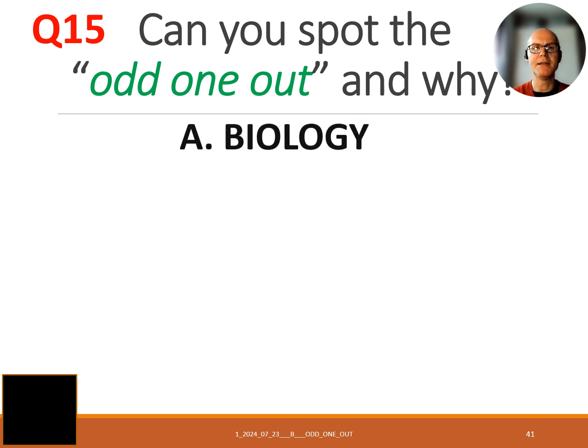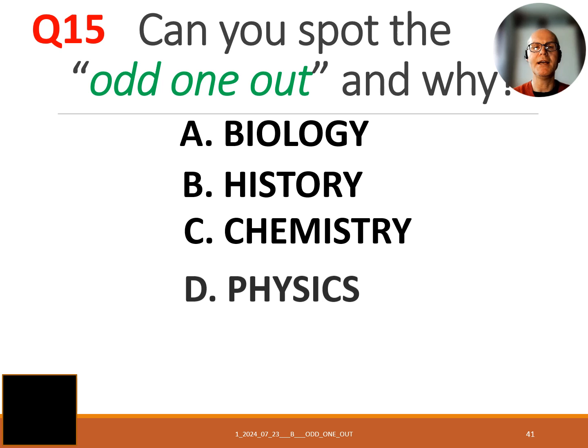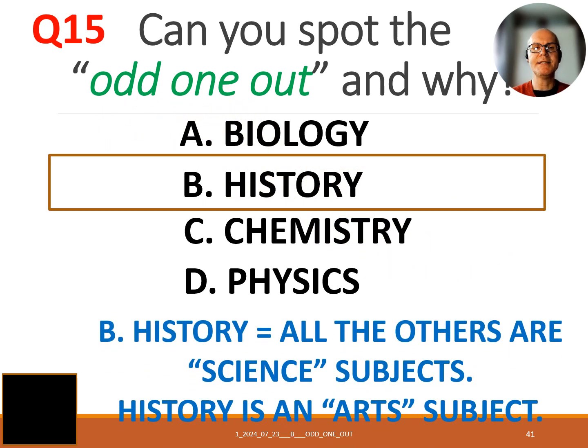Question 15. Biology, history, chemistry and physics. What was the odd one out from these 4 subjects and why? The odd one out here is history, because biology, chemistry and physics are science subjects, whereas history is an arts subject.